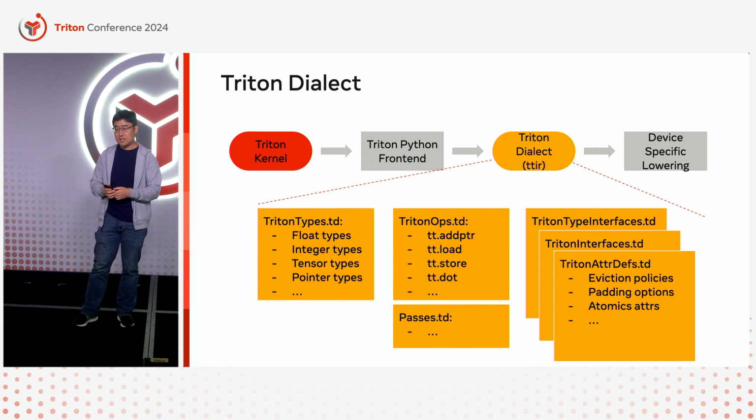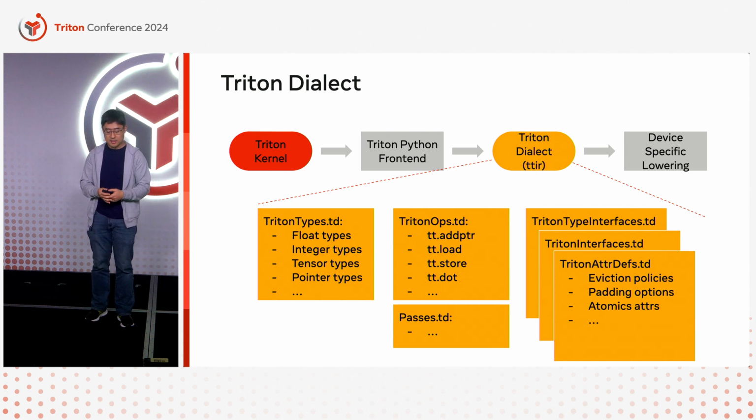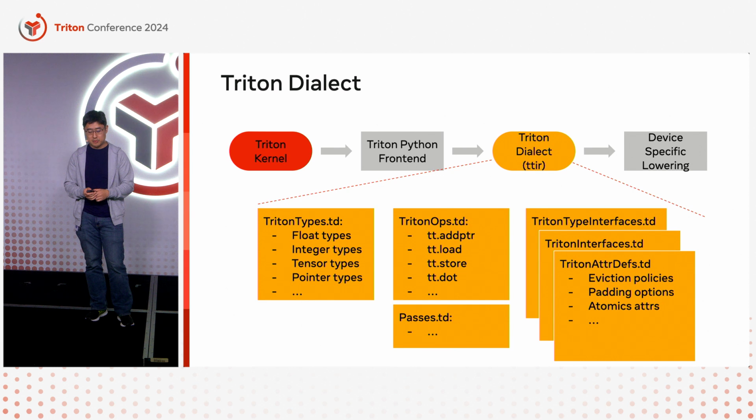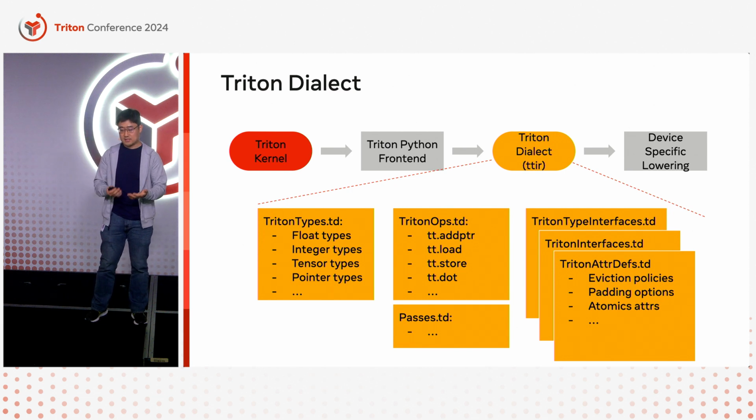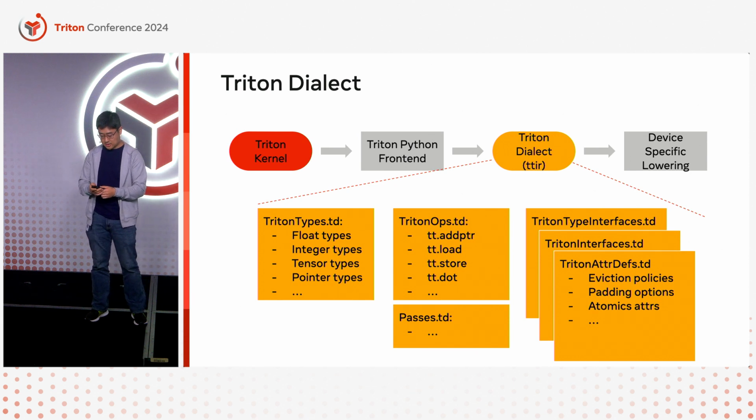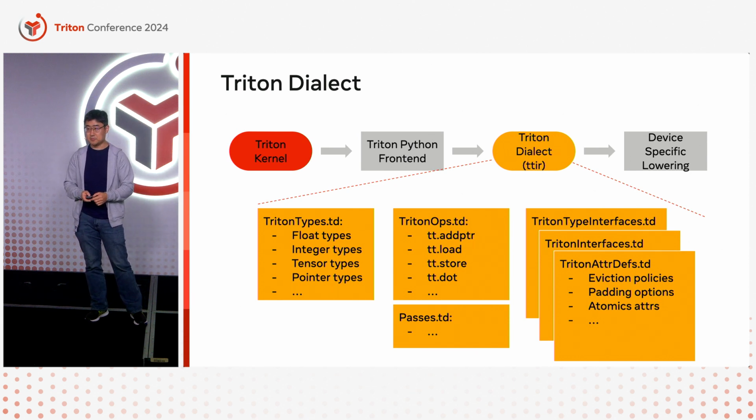In Triton ops, we define operations that often have a one-to-one mapping from the language-level constructs, like add pointer, a key operation that we use to perform pointer arithmetic, loads, stores, dot to perform GEMM operations, and so on. And the list goes on. The Triton dialect also defines quite a few transformation passes to perform optimizations. It defines various interfaces and attributes for MLIR passes to work on the corresponding types and operations as well.